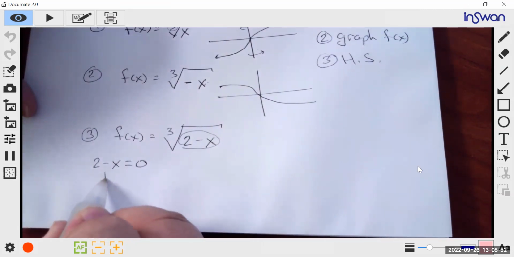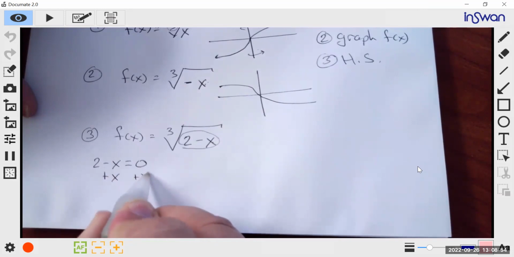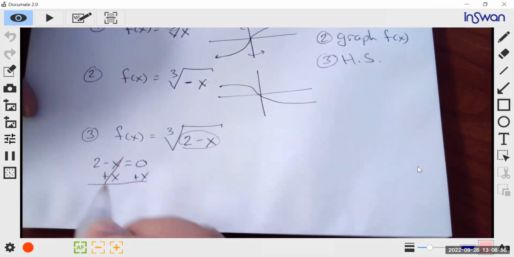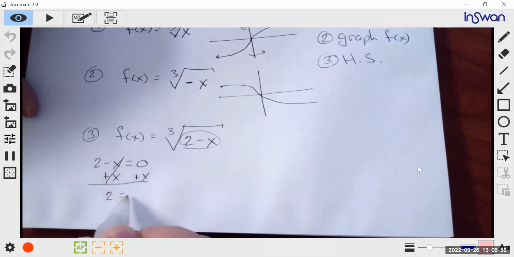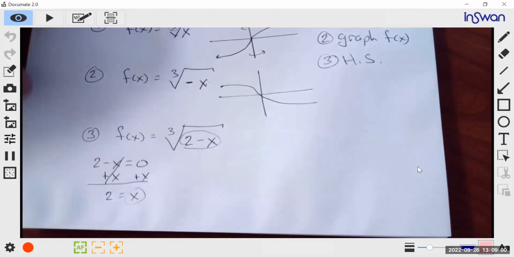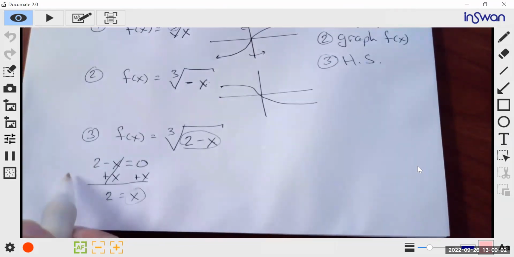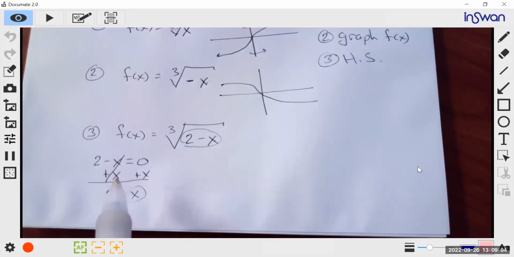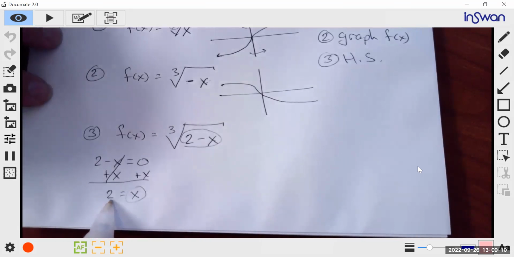So since X is negative, I'm going to add X to both sides. 2 equals X, because we're trying to get X by itself and positive. Because if we move the 2, we still have negative X. We have to change the signs. Sometimes it's easier to move the X. So that means my new origin starts at X equals 2.